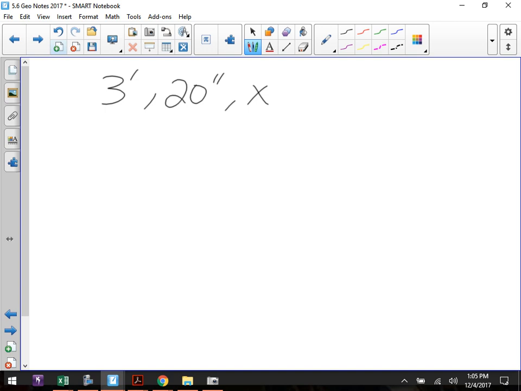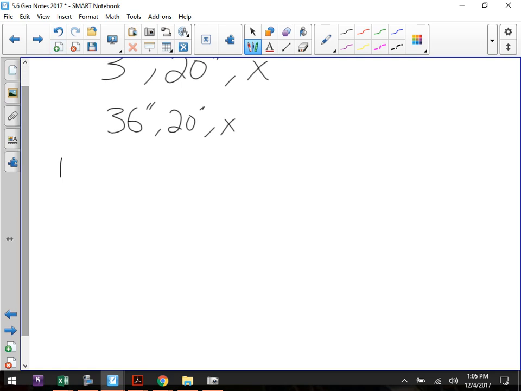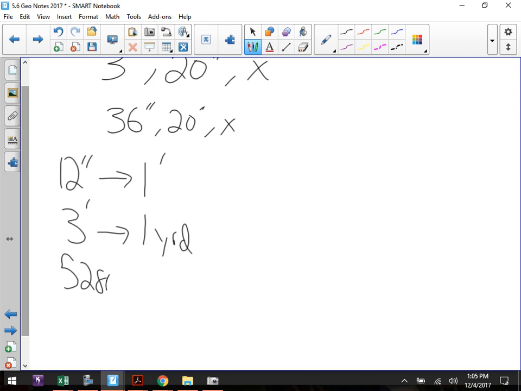Remember, it is always easier to use the unit that's smaller. So what's smaller, a foot or an inch? An inch. How many inches are in a foot? So 3 feet is how many inches? So it'll be 36 inches, 20 inches, and x. The ones that I will hold you accountable for are 12 inches to 1 foot, 3 feet to 1 yard, and 5,280 feet in 1 mile. The rest of them, I'm not worried about.